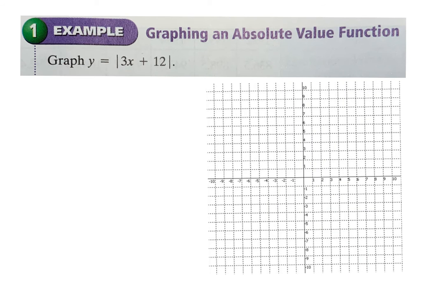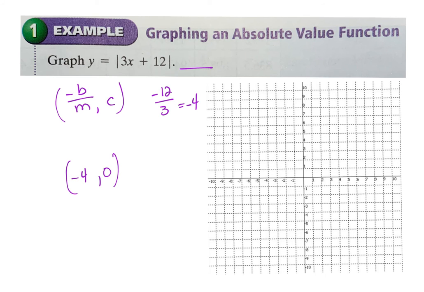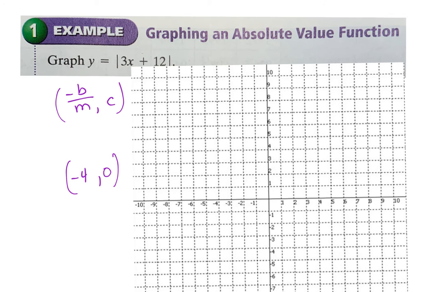All right, so let's look at actually graphing one of these. Let's look at this first example here. We are going to figure out where our vertex is, and then we're going to figure out what our slope is. My vertex should be negative b over m, c. Now, it does not have a c, so that's easy. That's going to be 0, all right? Negative b over m, that's negative 12 over 3. So what is my x value? 4. Right, so negative 4 is my x value. And so I know exactly where I'm going to put my vertex. I'm going to put it at negative 4, 0.